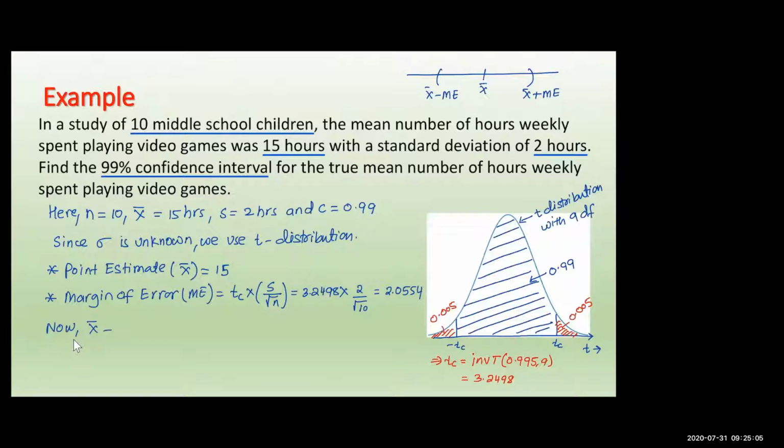Now, mean minus the margin of error is equal to 15 minus 2.0554. If you subtract this, you should get 12.9446. And the next is mean plus margin of error. Mean is 15 plus margin of error is 2.0554. So 15 plus 2.0554 is 17.0554.